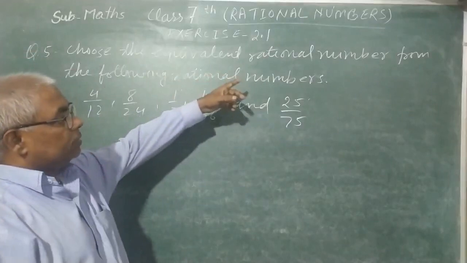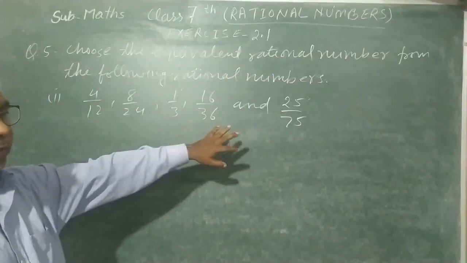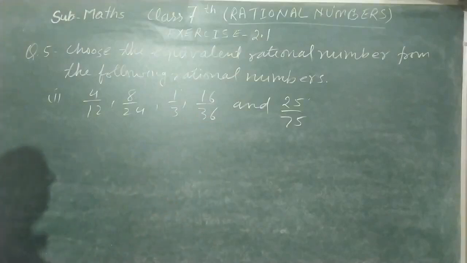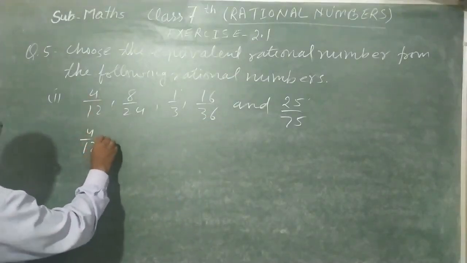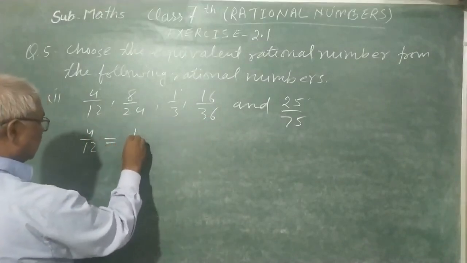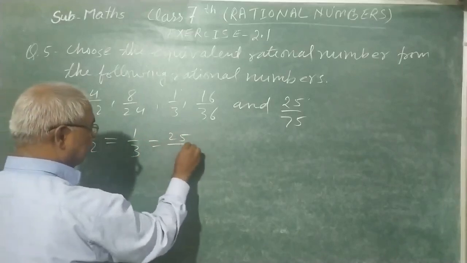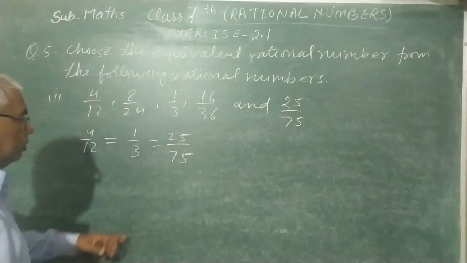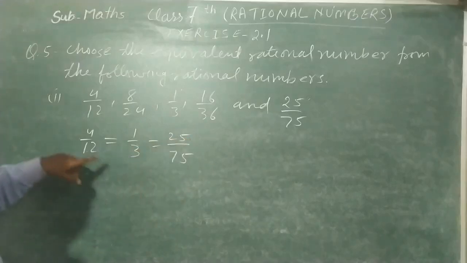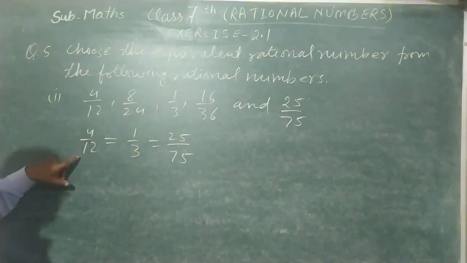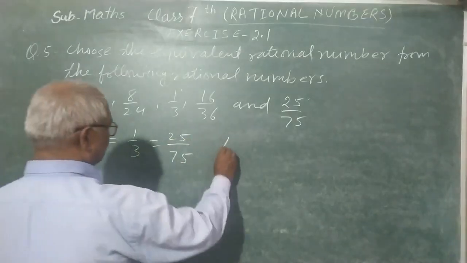Choose the equivalent rational numbers from the following rational numbers. ये rational numbers given हैं, इसमें से equivalent rational numbers count करने हैं. So 4 upon 12, so 1 upon 3, and 25 upon 75. As you know, 25 times 1 is 25 and 25 times 3 is 75. So 1 by 3, 4 times 1 is 4 and 4 times 3 is 12. So all the numbers are 1 by 3. So that is your answer.